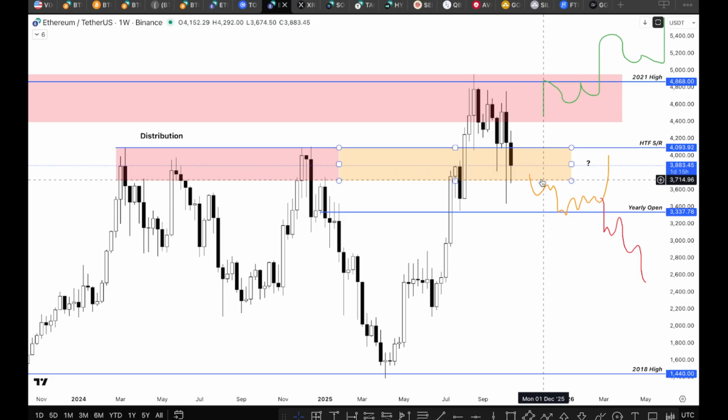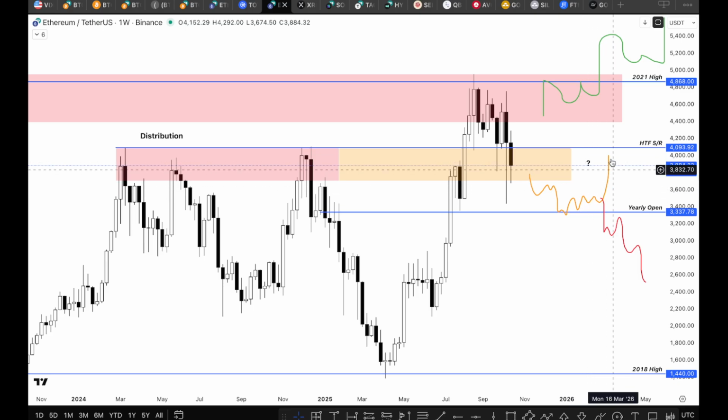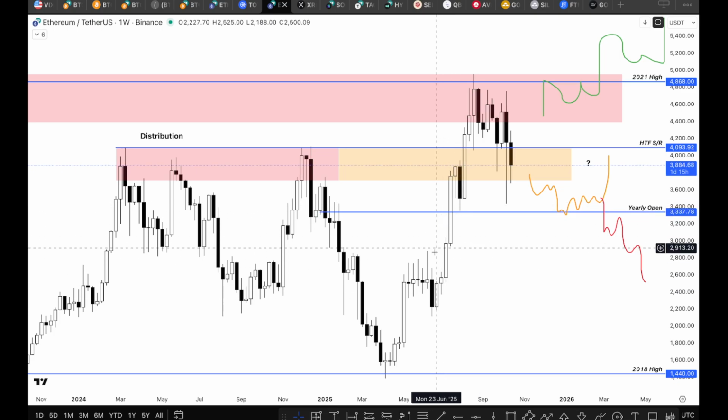So lose this accumulation zone, distribution zone, question mark. We don't know what it's going to be yet. Then you're looking at yearly open where we held before pretty nicely on the test. If we can hold it again, good. Builds a base maybe for later on in 2026, who knows? Or lose the yearly open, then you're looking at filling in this gap over here.